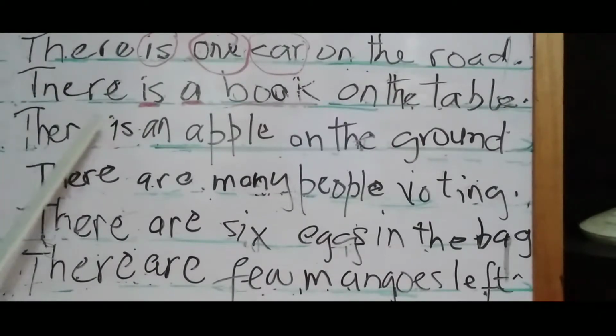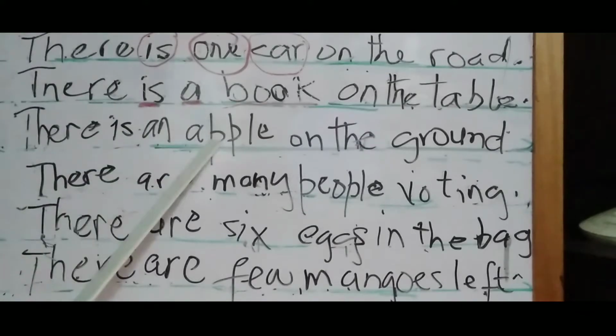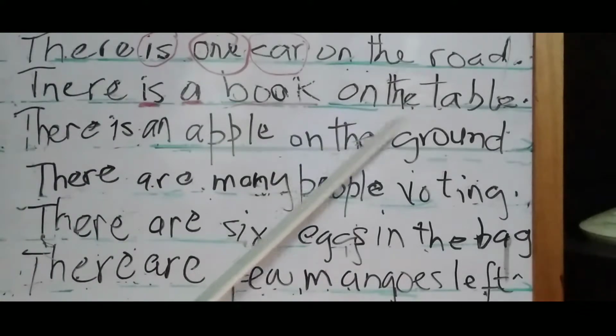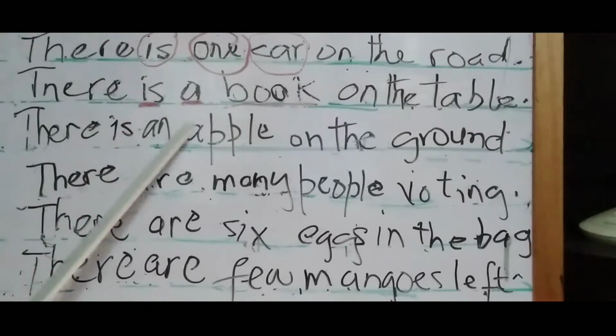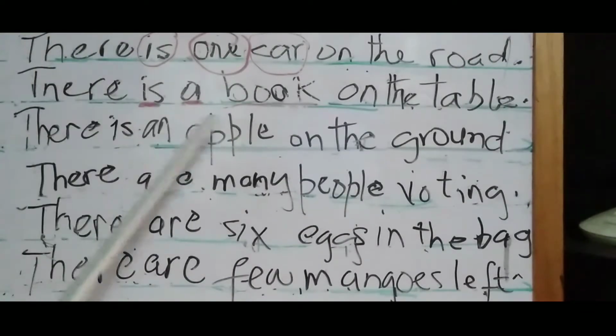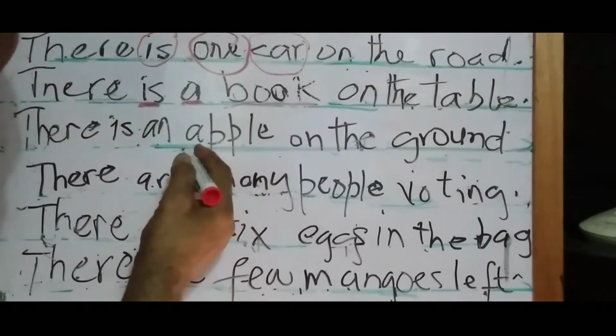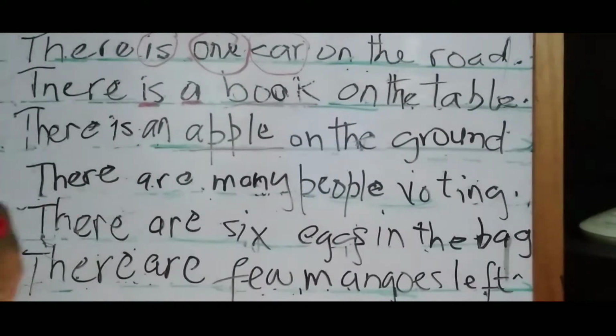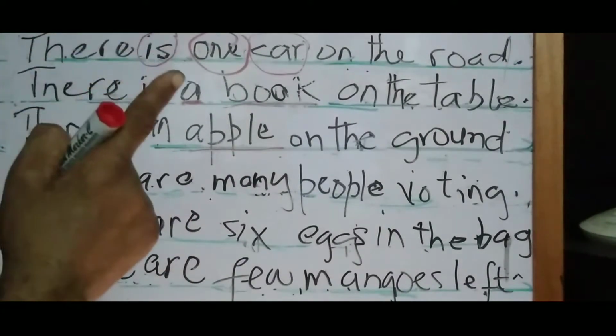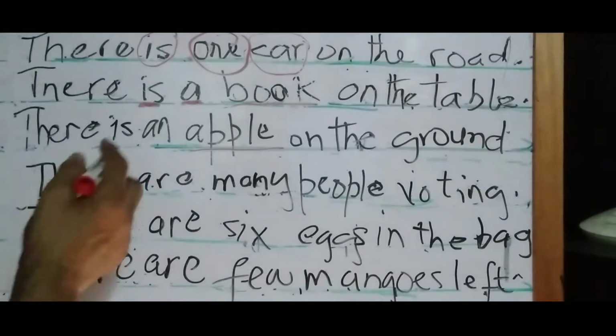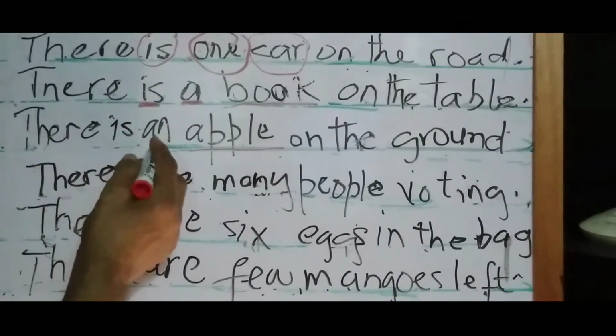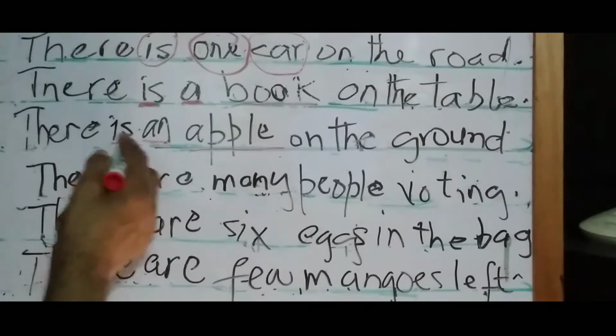Now this one, there is an apple on the ground. Okay, so there is an apple on the ground. All right, so apple is a countable noun here. You can count apples, and an indicating that it's one. Okay, and is a singular verb, which is correct.